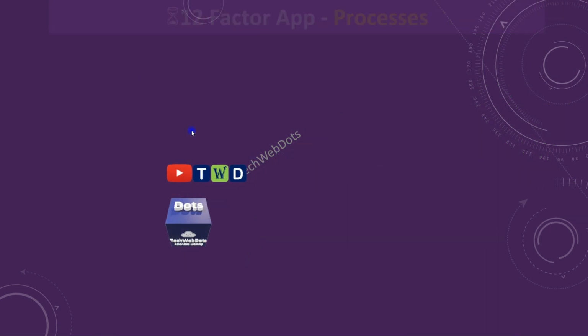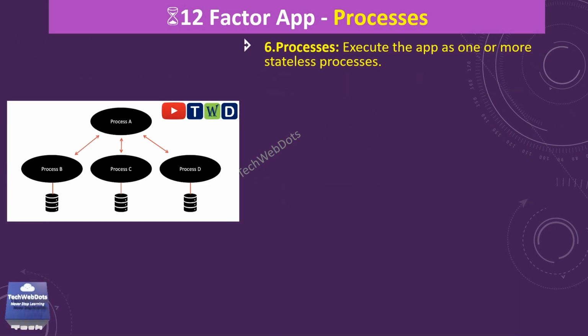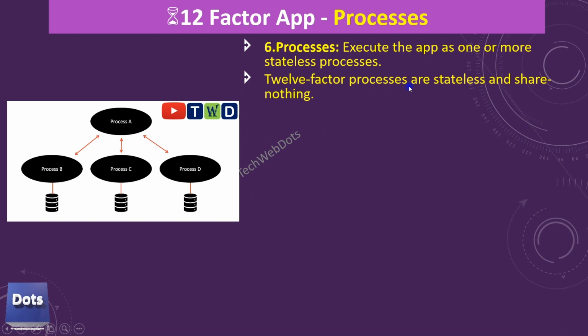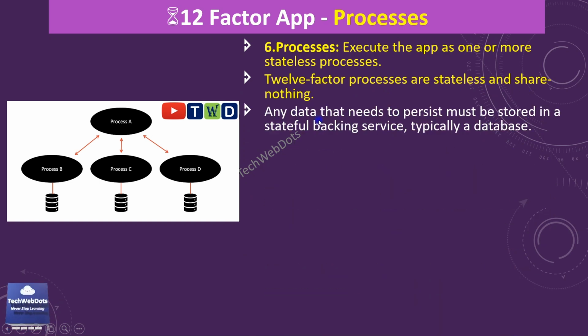Okay, let's go to the next one, which is processes, which is again very important. And what is the golden statement about it? Execute the application as one or more stateless processes. Then what do we mean by this? 12-factor processes are stateless and share nothing. It means any data that needs to persist must be stored in a stateful backing service, typically a database, because that is where we can persist state, right?